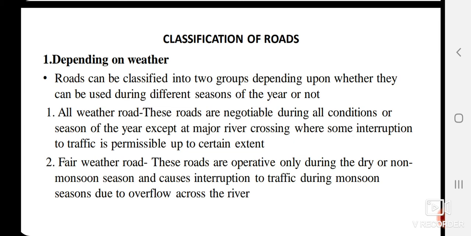except at major river crossings where some interruption to traffic is permissible. When a river crossing comes, we know that interruption to traffic will occur. But fair weather roads are operative only during dry or non monsoon season. During monsoon season we know that during rain flood will occur, and flood will affect the road transportation system and cause interruption to traffic.